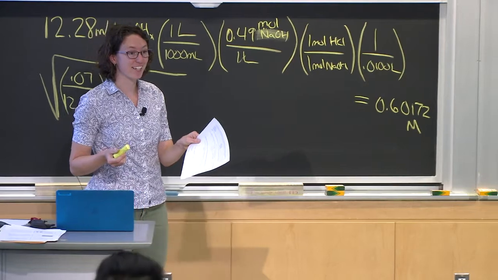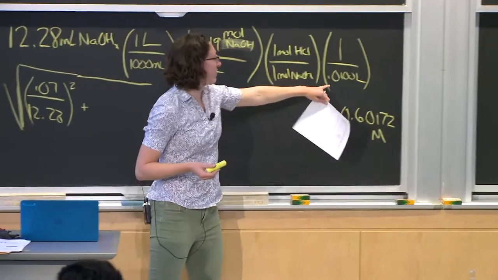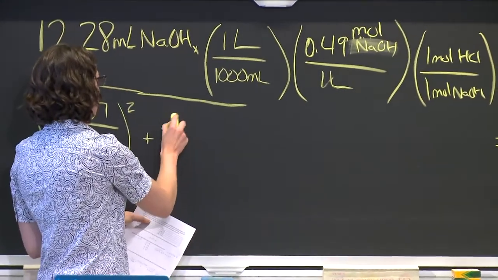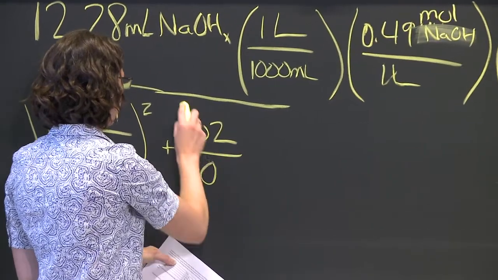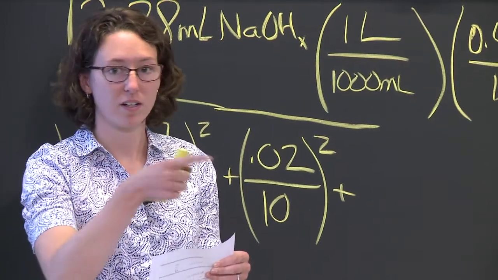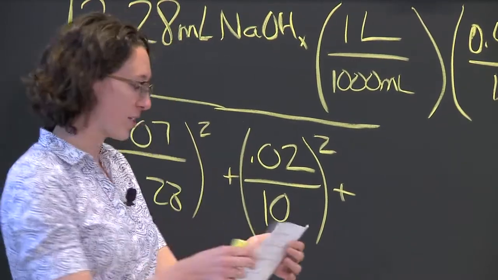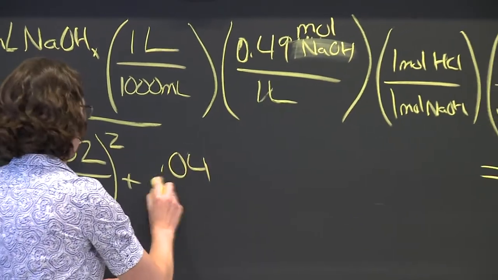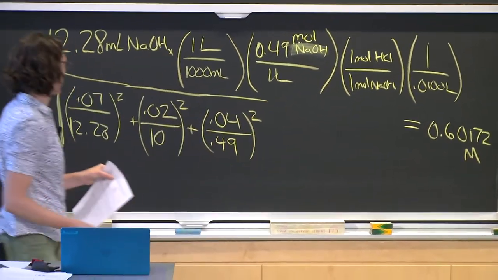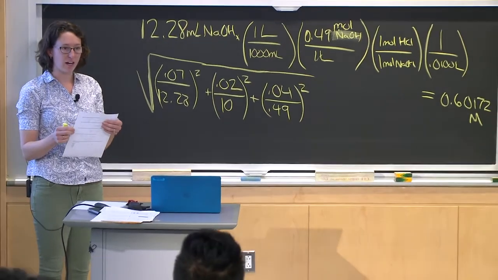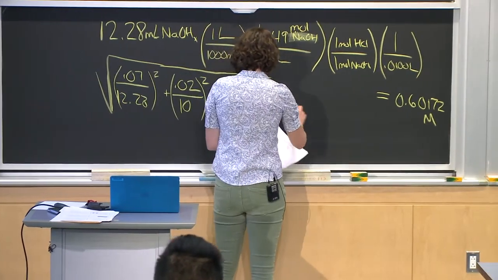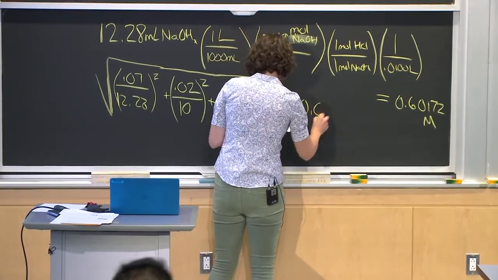Last one, yeah. We have error associated with this measurement, right? And the error associated with that is 0.02 milliliters. So you have 0.02 milliliters over your 10 milliliters. And then what's the last error that we have? Yeah, the concentration of NaOH, the 0.04. So you have 0.04 over 0.49. So that's how you will calculate your error for the concentration of the HCl. And if you do this out, you get 0.08.